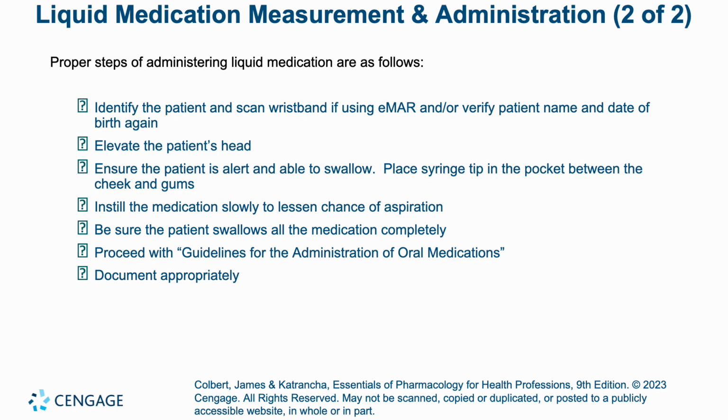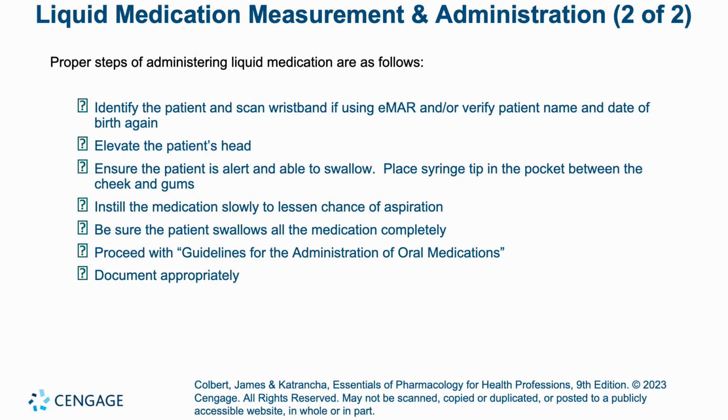Place the syringe tip in the pocket between the cheek and gums. Instill the medication slowly to lessen the chance of aspiration. Be sure the patient swallows all medication completely. Proceed with guidelines for the administration of oral medications and document appropriately.